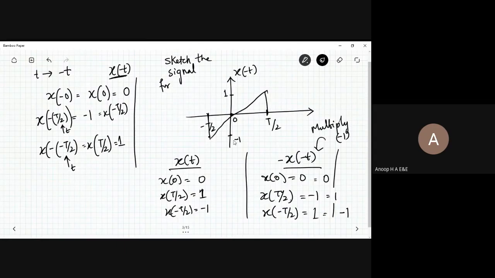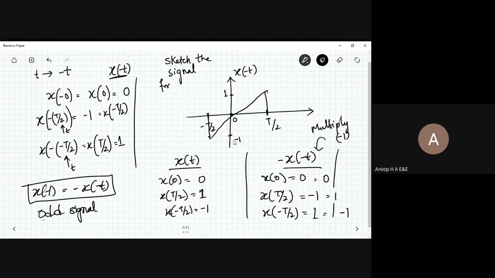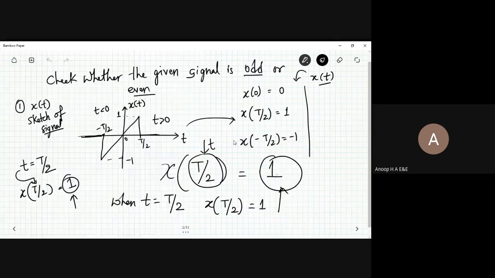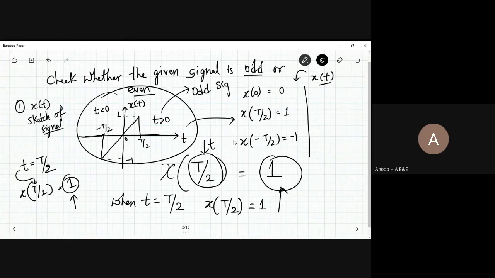I repeat, when x of t is equal to minus x of minus t, then the signal is said to be an odd signal. It is not an even signal. So I have checked it, and I can certainly say that this given signal is an odd signal.